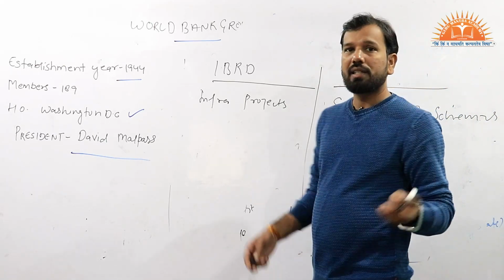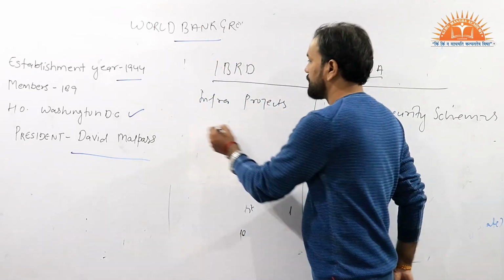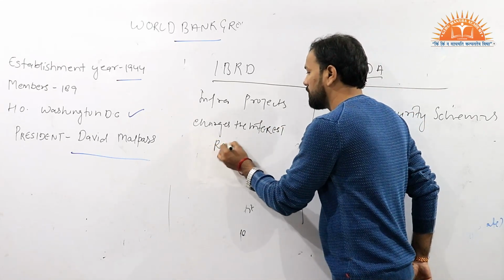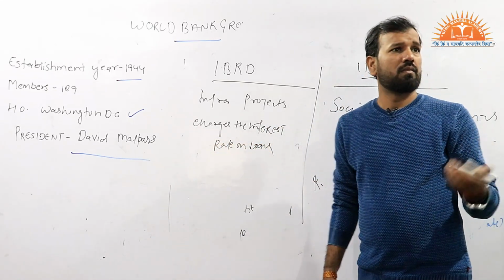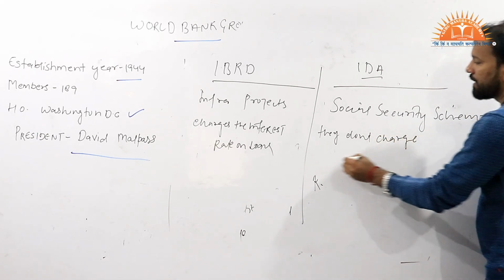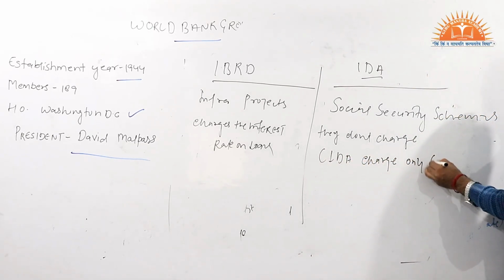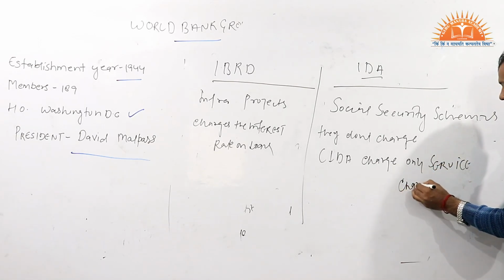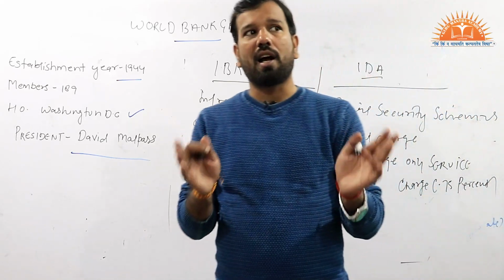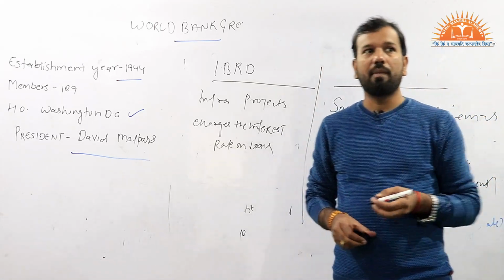And I have already told you, IBRD is just like a full-fledged bank. Whatever transactions we make with the IBRD, they charge interest rate on the loans. Here in IDA, they don't charge interest; IDA charges only a service charge, that is 0.75%. It means whatever loans we are taking from the IDA, they charge only a one-time service charge of 0.75% of the total amount of the loans taken from the International Development Association.